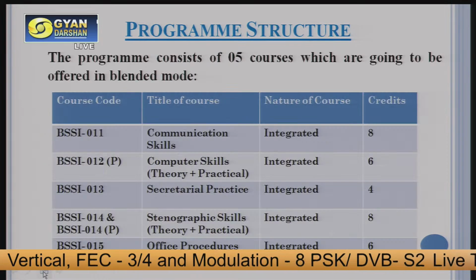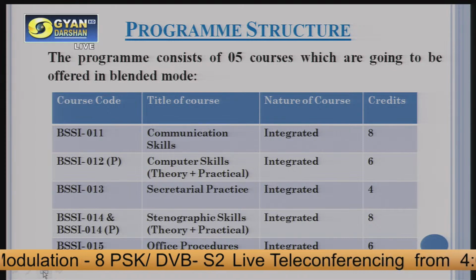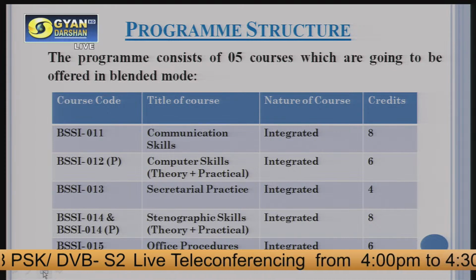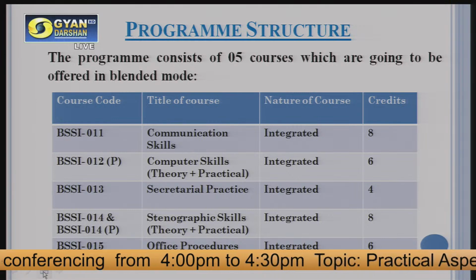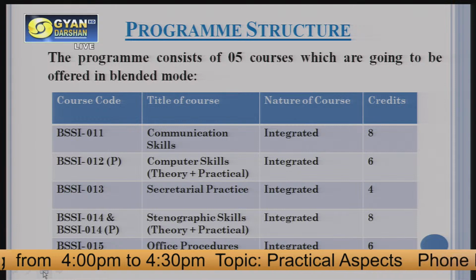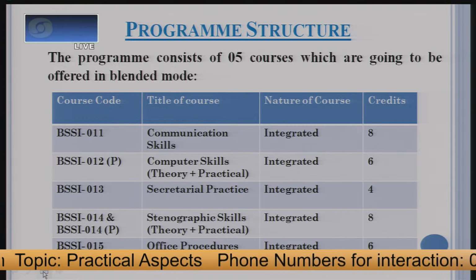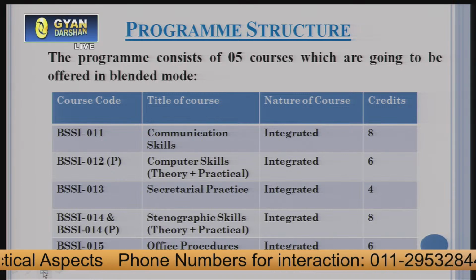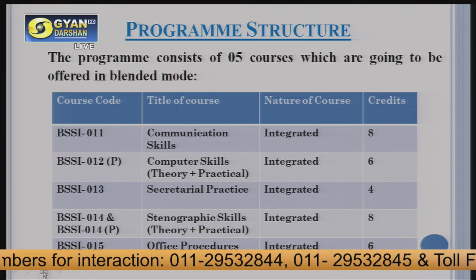as inventory control. Now, talking about the program structure, this entire program, the Diploma in Modern Office Practice, has been divided into 5 courses. Course 1 is BSSI 011, which is on communication skills. This is of 8 credits. The second course is BSSI 012, which is computer skills. It has both theory and practical aspects. This is of 6 credits.